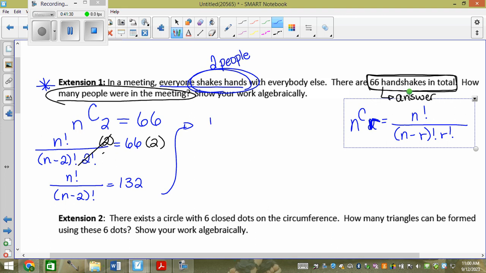So we get n factorial, which is n times n minus 1 times n minus 2 factorial.